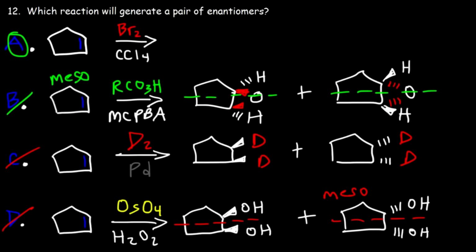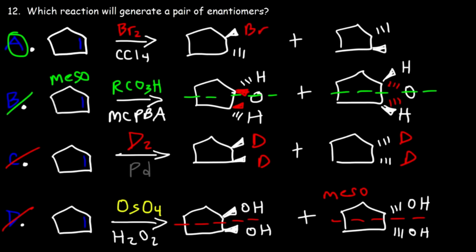Bromine adds across the double bond via anti-addition. And so the products will look like this. Notice that all chiral centers have been reversed in the 2 products, and also that we do not have a line of symmetry. So if you look at it carefully, this side is the same as that side. And these 2 Brs are not the same. One is in the front and the other is in the back.